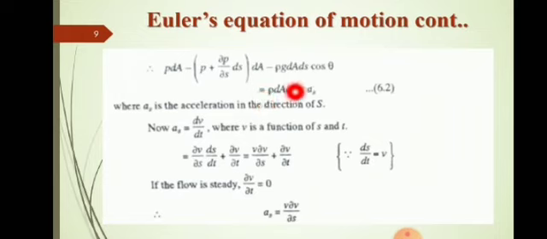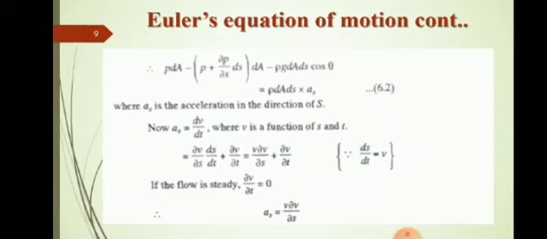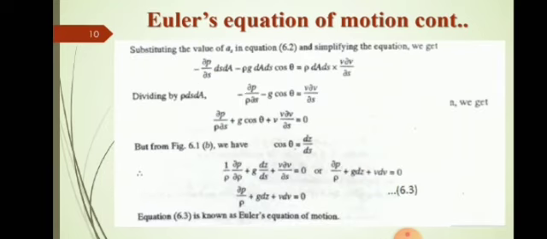This is the equation 6.2. When you write it in the notebook, you can mark this as equation number 1 and substitute the value of as in equation number 1. How do you get the equation now? By simplifying this equation, P into dA and minus P into dA will get cancelled. What is remaining? Minus dou P by dou S into ds.